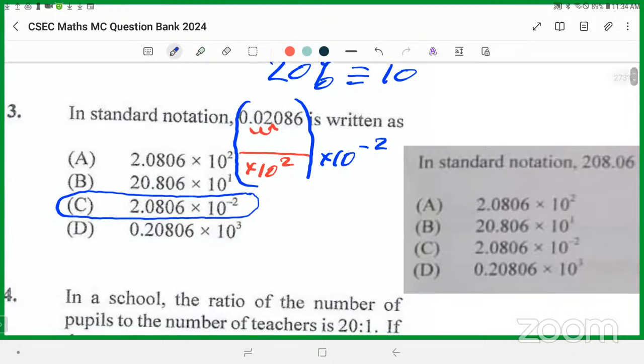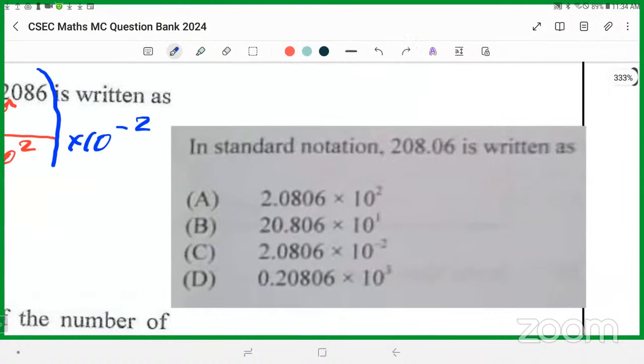And then they give the same values, but then the size of the number is different. This is not a big number, it's in the hundreds. So you know the power is positive. So that one was 10 squared. See there, 10 squared. This is it.